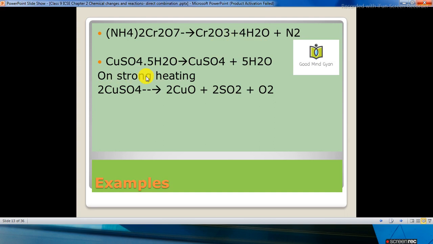Similarly, when you take copper sulfate and heat it, on hydrated substances, you get copper sulfate plus 5H2O, that is 5 water molecules. But when you heat it strongly, you will get copper oxide, sulfur dioxide and oxygen gas. So you can see two gases are evolved, sulfur dioxide and oxygen.